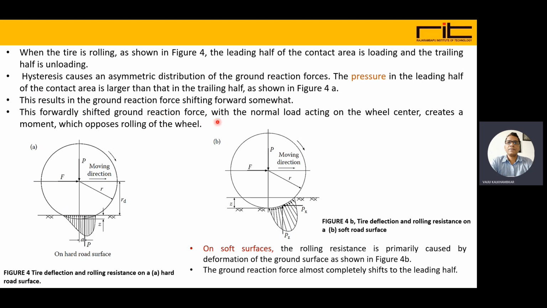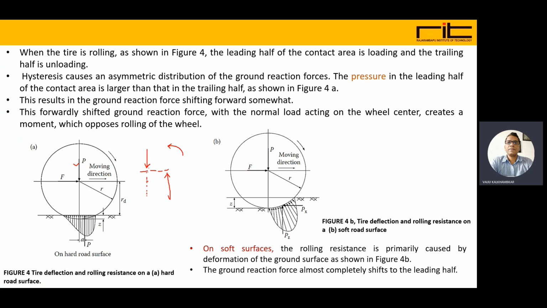This forward-shifted ground reaction force, with the normal load acting on the wheel center, creates a moment which opposes the rolling of the wheel. So we can see this. One force is acting in this direction, another force is acting in this direction. One force is acting here, and another is not acting exactly in the opposite direction, equal and opposite, but is now acting at this slightly forward position. So the resultant will be just in this direction.